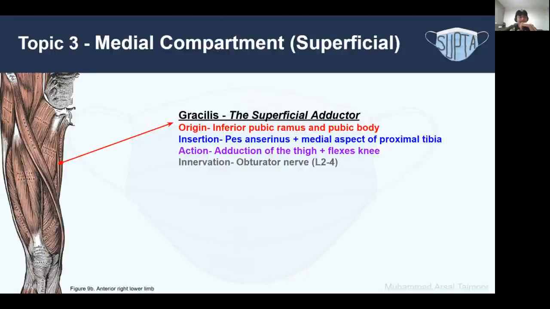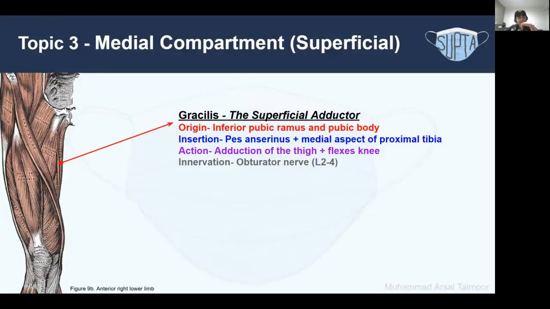The superficial adductor originates from the inferior pubic ramus, the gracilis, and this is another one of those pes anserinus muscles. It's called the superficial adductor because it's most superficial. It's the most medial, I guess, and it sort of is like a strip of muscle. Goes from the pubic ramus and the pubic body all the way down, and then the pes anserinus, remember the medial aspect of the tibia below the knee joint.